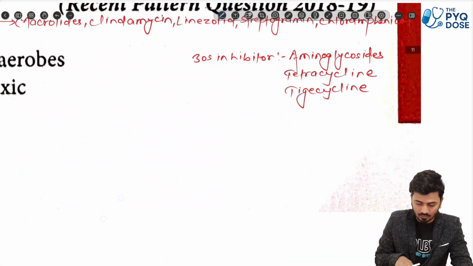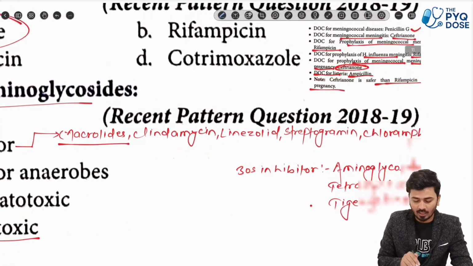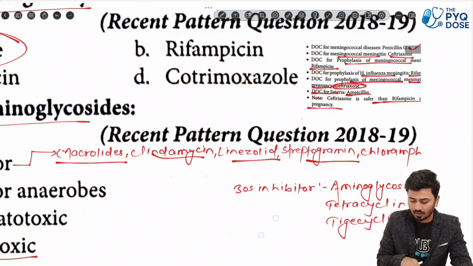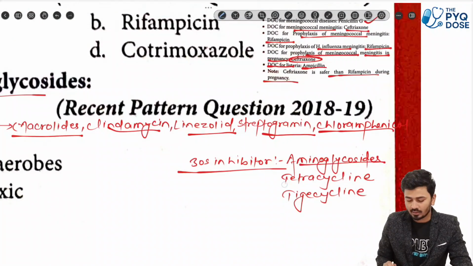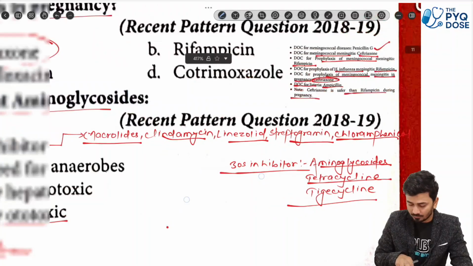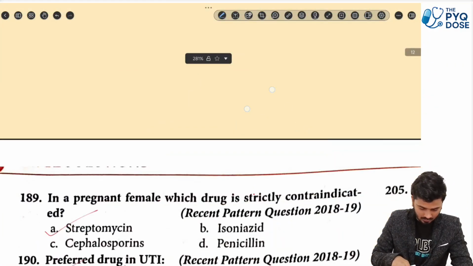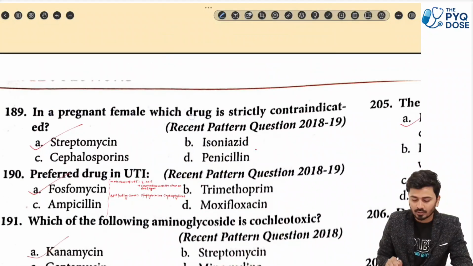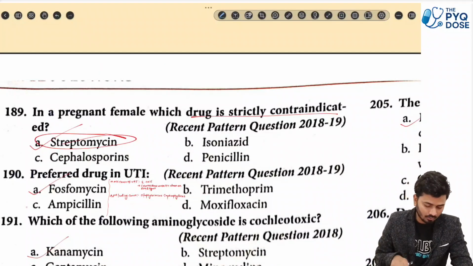Okay, aminoglycosides. If we talk about 50S inhibitors, that will be nothing but macrolides, clindamycin, linezolid, streptogramin and chloramphenicol. If we talk about 30S inhibitors, that is aminoglycoside, tetracycline and tigecycline. Okay, so let's see. In a pregnant female, which drug is strictly contraindicated? So this is nothing but streptomycin. Just above we have talked about this.